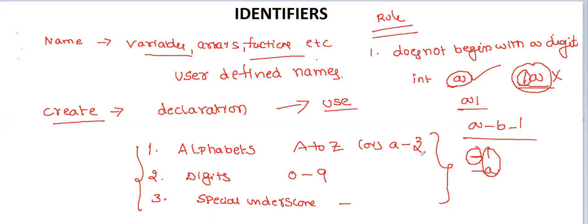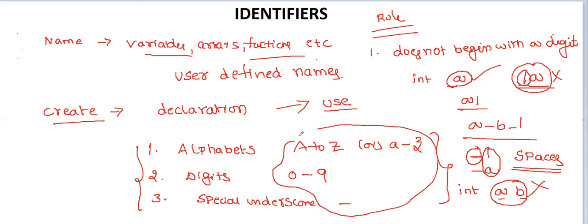And the more important thing is, an identifier does not contain spaces. Does not contain spaces. That means, for example, int a b. If you give space between a and b, this is not considered as an identifier. This is not considered identifier. Okay, only these three are allowed. Only the special symbol is underscore. Except underscore, no special symbol. Even space is also considered as a special symbol. An identifier does not contain any special symbol other than underscore.